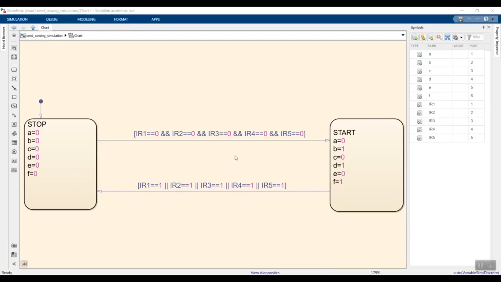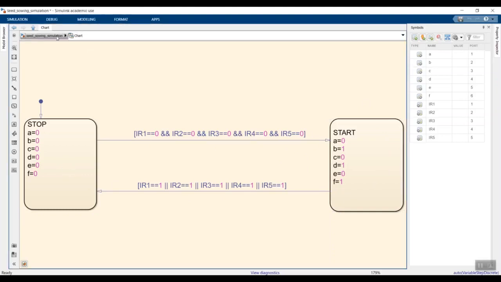Now let us see the simulation of our model. Here we are using 3 DC motors, 2 for the mobility unit and 1 for the seed dropping mechanism, and 5 IR sensors, 4 for checking availability of seed in the seed containers and 1 for checking availability of the tray. If all IR values are equal to 0, then only all 3 DC motors have to start. If any of the IR gives value as 1, all 3 DC motors have to stop.